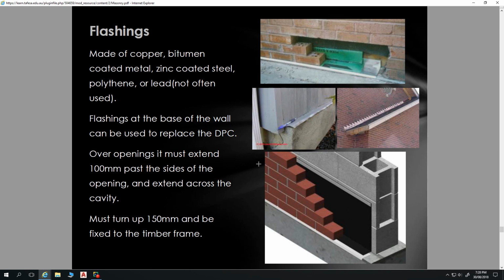Flashings at the base of the wall can be used to replace the damp-proof course. That's what I talked about earlier, where you have your damp-proof course at the base, and then you carry that up high and fix that onto your stud wall. Over openings, it must extend 100 millimeters past the side of the opening and extend across the cavity to the stud work, and must turn up 150 millimeters and be fixed to the timber frame.